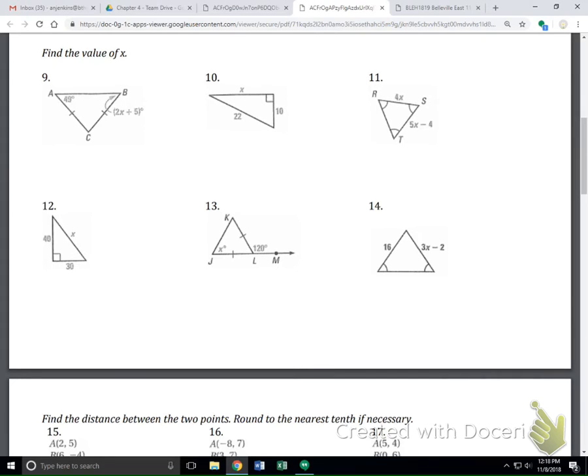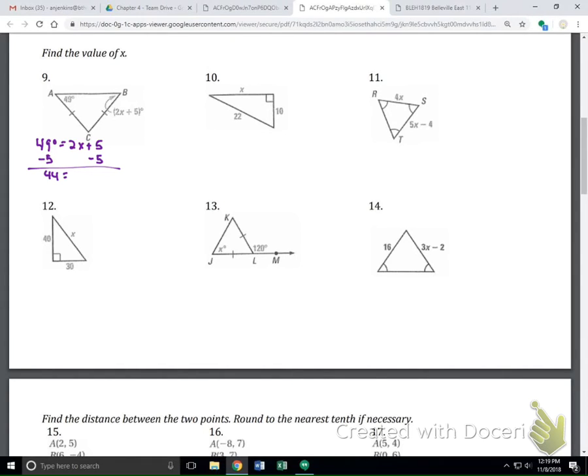Okay, so now, once again, we are solving for the value of x in triangle number 9. We know something special about these two angles. What do we know about these two angles? They need to be the same. They're going to be the same, and we know this because the angles opposite of congruent sides are congruent. So we can set those two equal to each other. So I have 49 degrees equals 2x plus 5. Combine my like terms. I'm going to subtract 5.